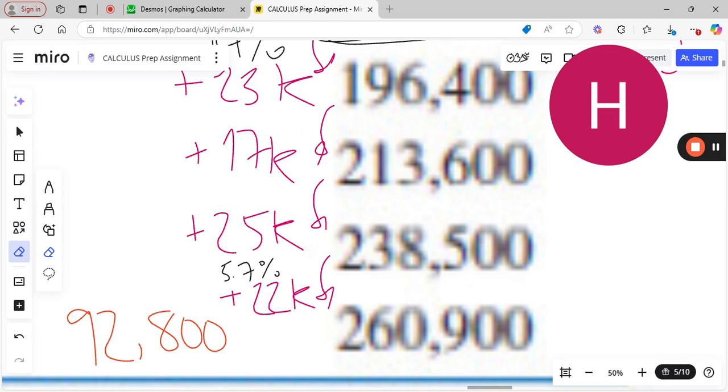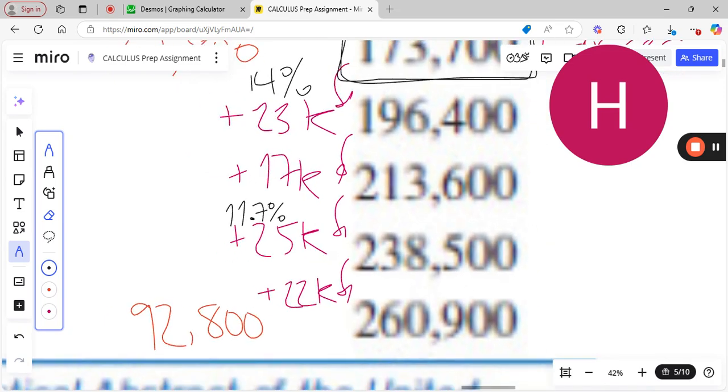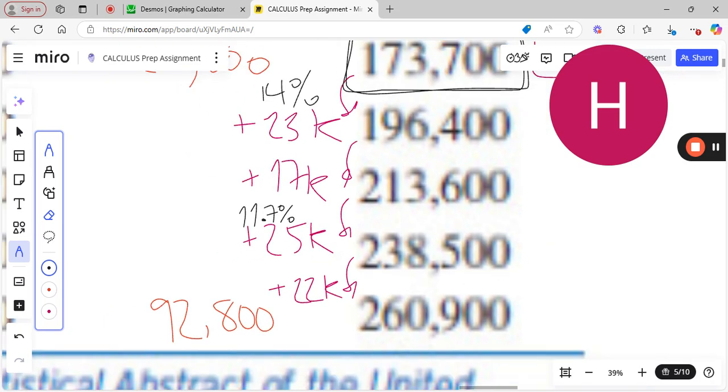Let's represent this properly because I want to use a calculator to make sure that I'm doing this correctly. Okay, so we start at $213,000. So 25 divided by 213.6. Got it. That's 11.7%. I was really underselling that. 6.5%, that's way too low.